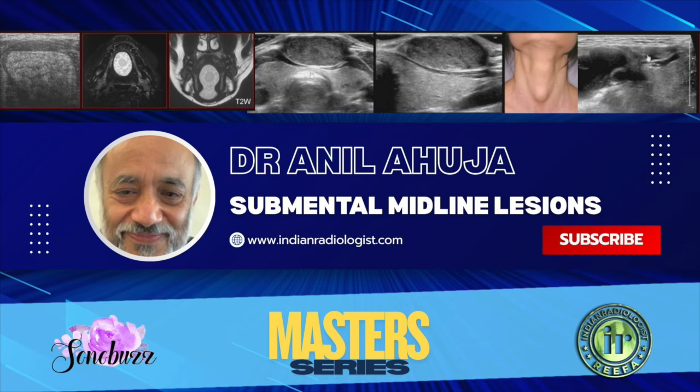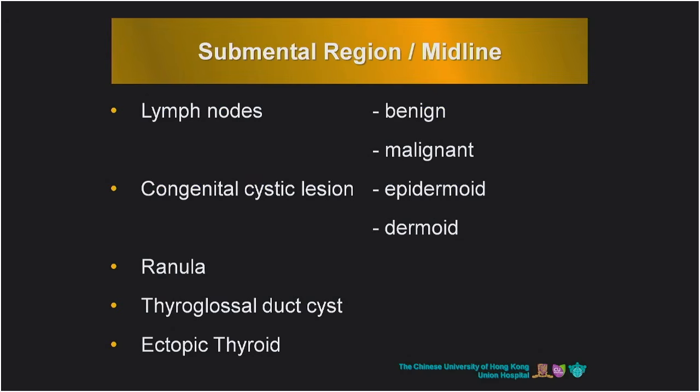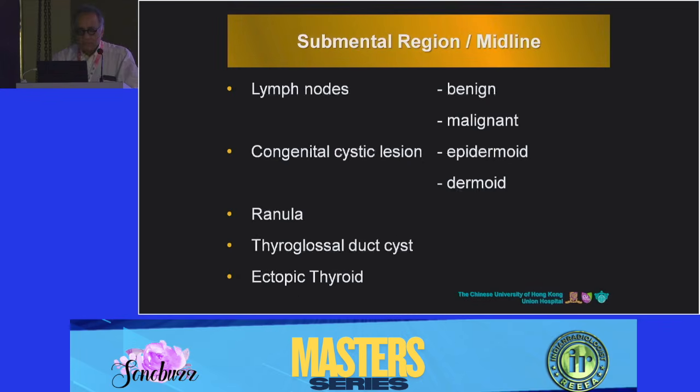So let's start. Submental. We'll put lymph nodes aside because that is a completely different lecture. So non-nodal masses. If you put lymph nodes aside, these are the only things that will happen midline. So you know it's either going to be a dermoid, epidermoid, midline, it's going to be a ranula, and if it crosses into the submandibular space, it will become a plunging or a diving ranula, a thyroglossal duct cyst, or an ectopic thyroid.